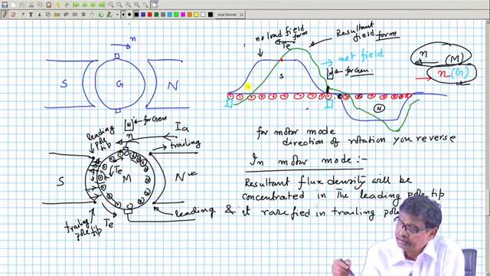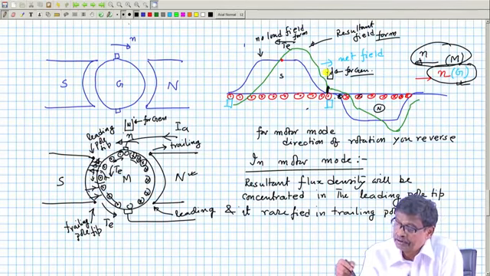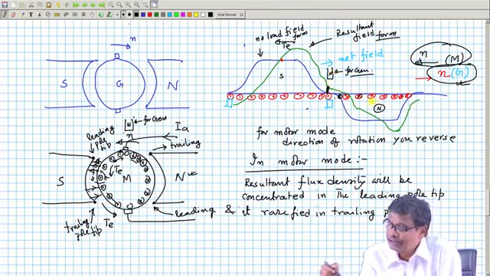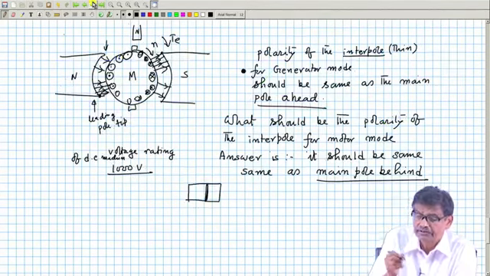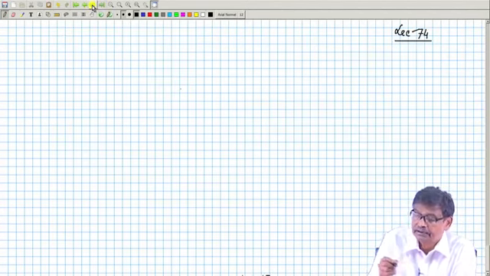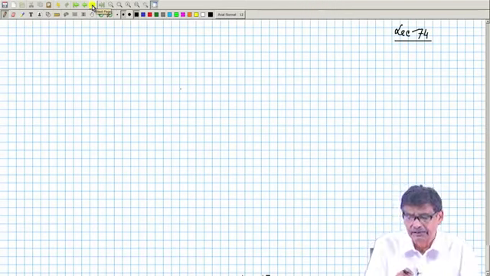As you can see, in generator mode, the polarity of the interpole should be the same as the main pole ahead. But in motor mode, the direction of rotation is right to left, so as the conductor moves, the polarity of the interpole remains the same. So, it is the same as the main pole behind, which is being left behind. This you must understand.